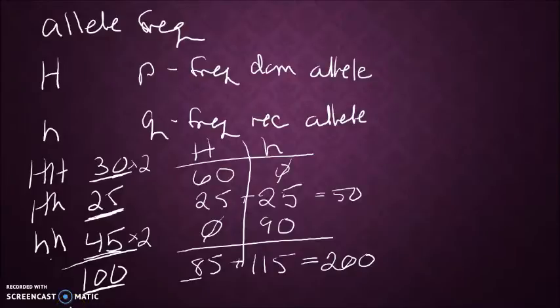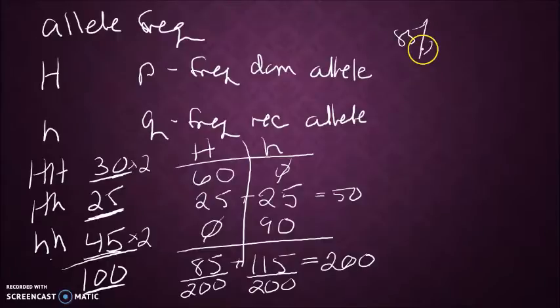Now we're just going to divide these by our total. So 85 divided by 200 and 115 divided by 200. Since I'm running out of space, I'm going to move over a bit. So 85 divided by 200 is going to give me 0.425, and that's going to be P, the dominant allele.